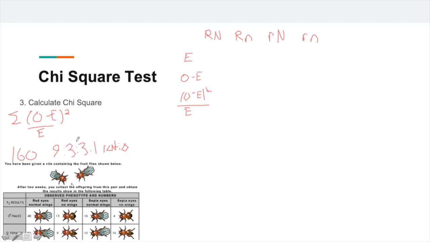Because it's a 9, 3, 3, 1 ratio. Together these add up to 16. So then the red eyes and normal wings should account for 9 out of 16 of the total amount of offspring. And in our sample, we have 160 offspring. So that's why I said the math is a little bit easy, because 9 out of 16 translates to a nice 90. And then same thing for the other ones. For the two 3s, they're going to be 30 because it's 3 out of 16. 30 and 30. And then the last one is going to be 10.